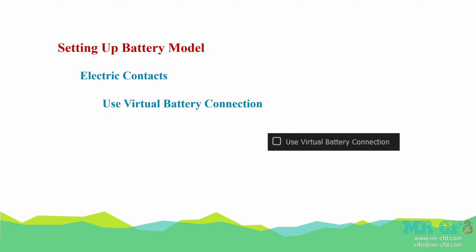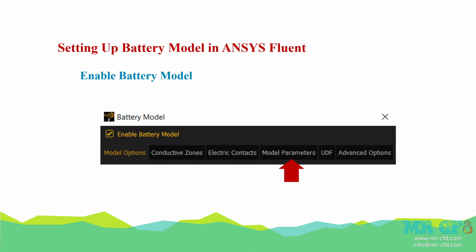We enable the Use Virtual Battery Connections option when we want to use virtual connectors to simulate the battery pack. In other words, if we physically model the battery connections geometries such as tabs and bus bars, it is called real connections. Otherwise, if we do not physically model the connections geometries to reduce the computational cost, we can use the virtual connections. The Model Parameters tab is where users determine parameters for solving the battery model equations.